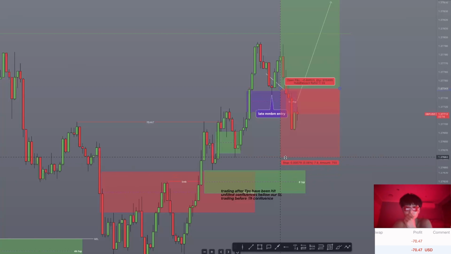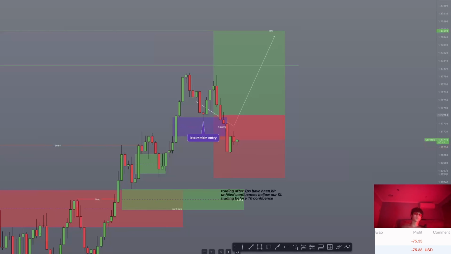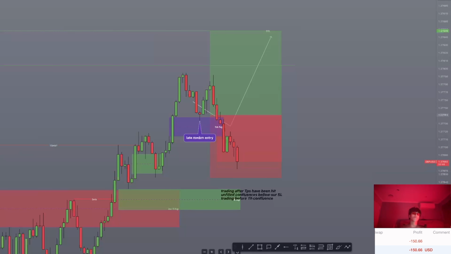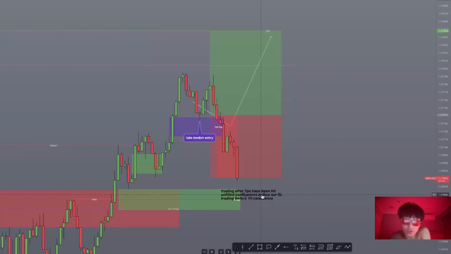Don't change it. You're only supposed to risk a certain amount, and we just got to stop ourselves out when it goes there. Even if you lose a trade, that's just part of the game. Learn from whatever mistakes you did wrong. We got stopped out. What I could have done better was not trade after certain take profits have been hit.